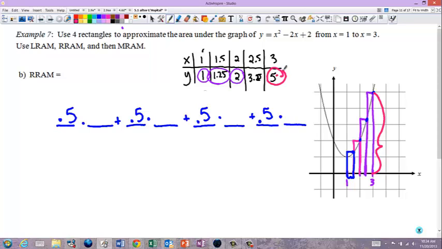The height is 5. And then the next one is going to be 2.5. So 3.25. The next one's going to be 2. And then the next one's going to be 1.5. So 1.25. Okay. And you end up getting 5.75. So if you can tell, the right RAM is an over-approximation. Like, it's too big. Every single one of them are way too big.